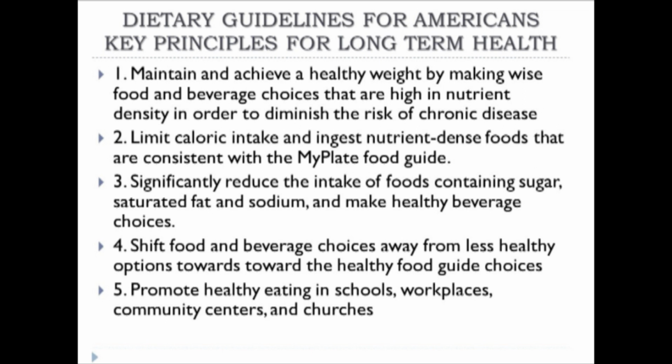Significantly reduce the intake of foods that are high in sugar, saturated fat, sodium, and make healthy beverage choices. In other words, really stay away from processed foods that tend to be high in the saturated fat, the sodium, and the sugar, and stay away from soda pop. Shift food and beverage choices away from the less healthy ones towards really healthy choices, which really is a very soft way of saying embrace diets that we know are very healthy. The Mediterranean diet, also the Oriental diet, for instance. Promote healthy eating in schools, in the workplace, in community centers, in churches. So be part of that community that encourages an extension of healthy eating habits in the home, bring them into the community, and really teach the children early on to stay away from the fast food and the junk food.